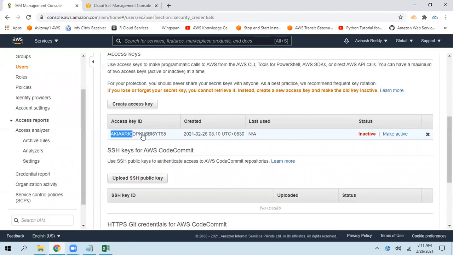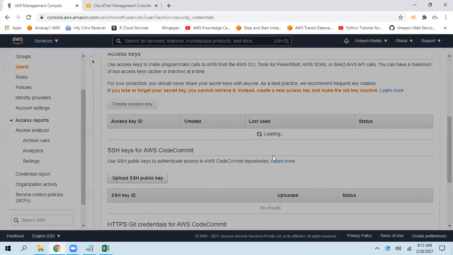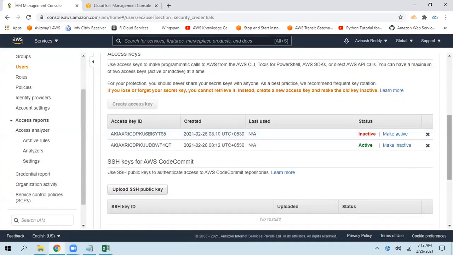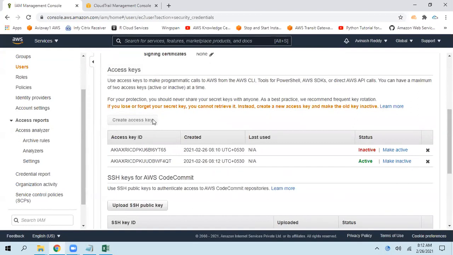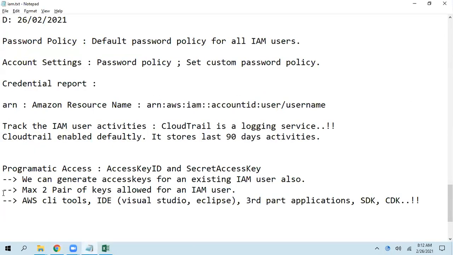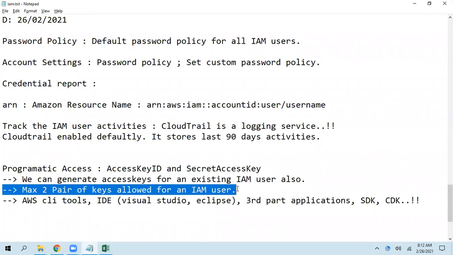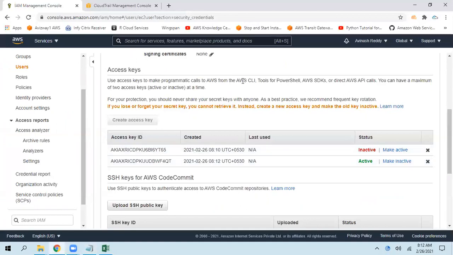But see, we can see the access key ID, but are we able to see the secret access key here? It's not allowing us to, right? If you want to generate another pair, go and create access key, and see, now we have two for the same user. But can we create another one? See, this create access key got disabled. So that's what I mentioned. Maximum two pair of keys allowed for an IAM user. You cannot create another one. So by using CLI, SDKs, API calls, we can have maximum two keys, active or inactive.